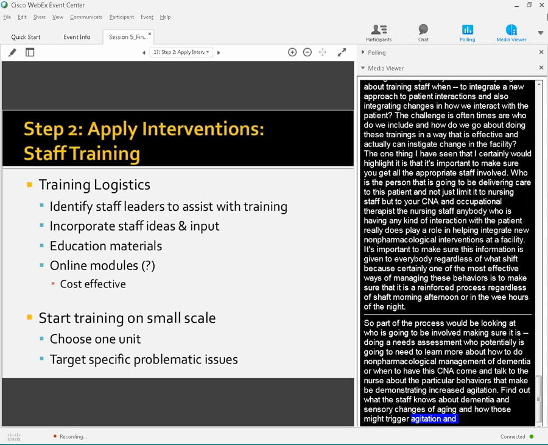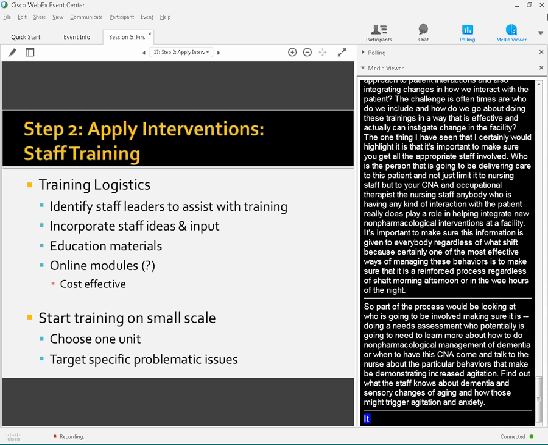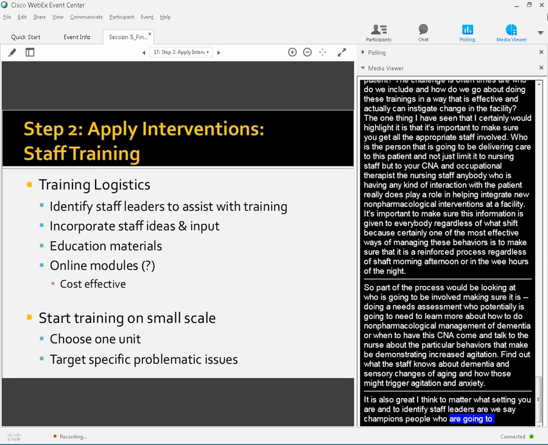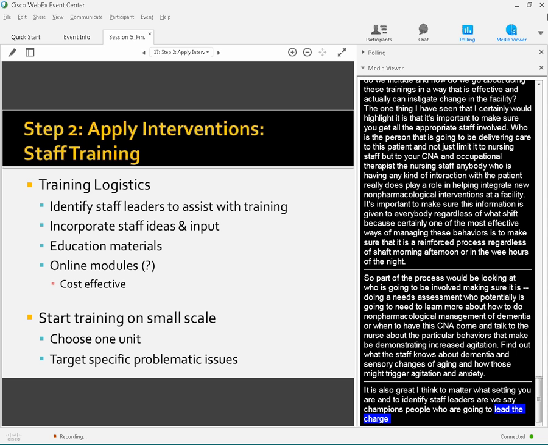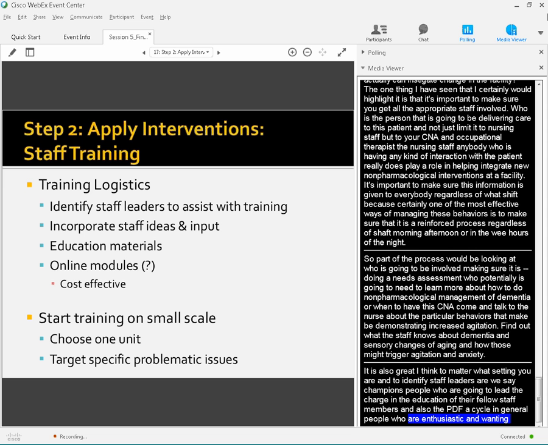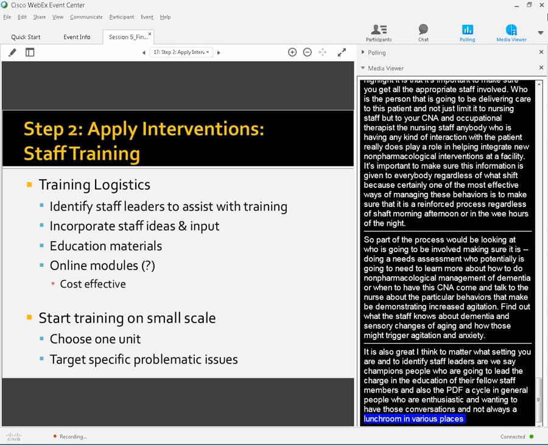It's also great, I think, no matter what setting you're in, to identify staff leaders, or a lot of times we use the term champions, people who are going to sort of lead the charge in the education of their fellow staff members and also the PDSA cycle in general. People who are enthusiastic and wanting to have those conversations in the hallways, in the lunchroom, in various places, to sort of reinforce whatever is being done in the actual education session itself.